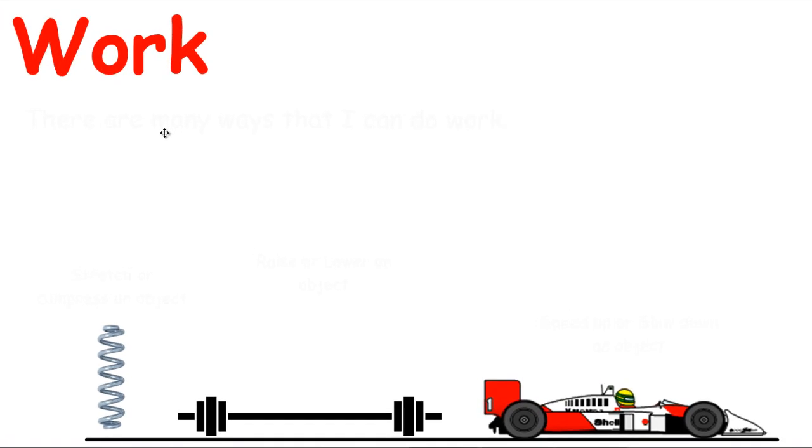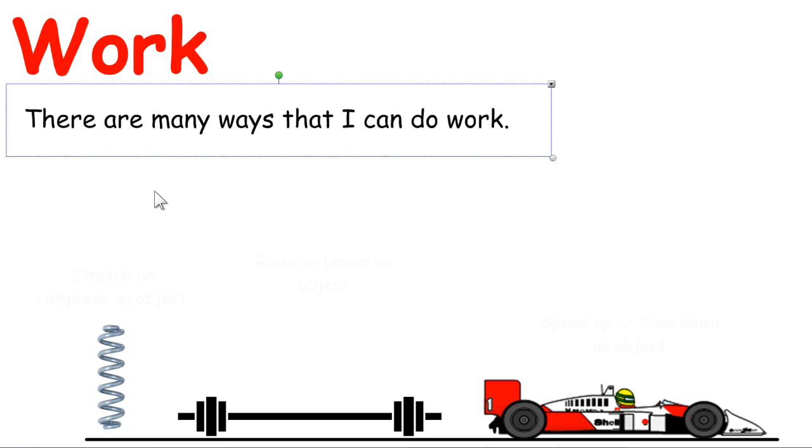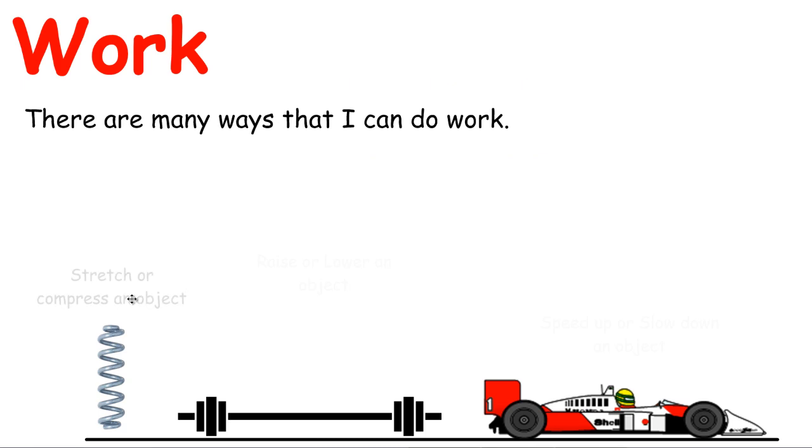There are many ways that I can do work, and here are a few. We've already talked about spring potential energy or elastic potential energy. And so I can introduce energy into a system by stretching or compressing an object. It doesn't necessarily have to be a spring. It could be a rubber ball, a rubber band, elastic, something of that nature. But it's stretching and compressing. So stretching and compressing introduces energy into a system, and that's work.